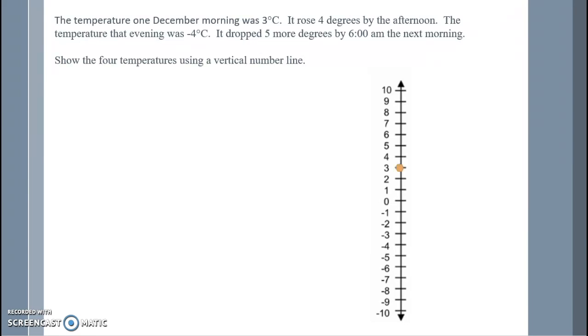Okay, so if the temperature one morning was 3 degrees, we find that that is positive 3 on our number line. If it rose 4 degrees by the afternoon, we know that 3 plus 4 would give us 7. The temperature that evening was negative 4. So it just gives us a point, so we plot negative 4. Then it dropped 5 more degrees. So if it dropped, it's getting colder 5 more. So we'll go 1, 2, 3, 4, 5, ending up at negative 9.